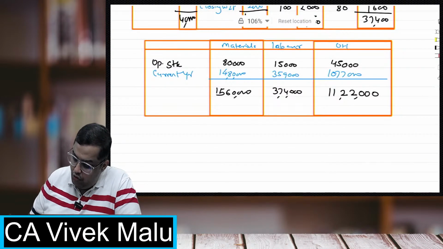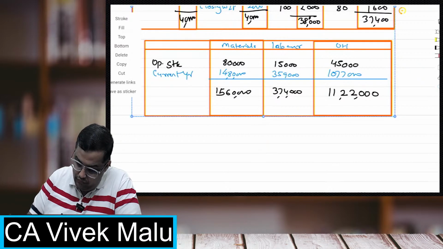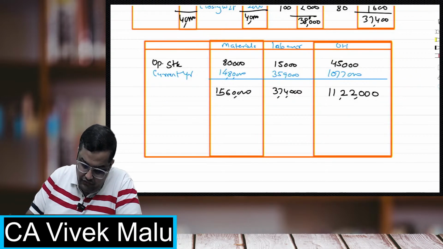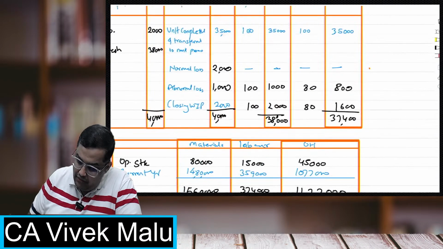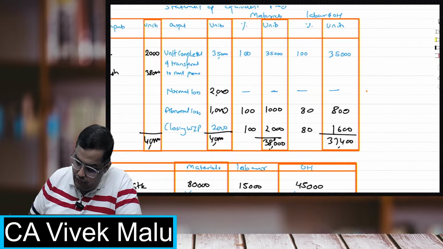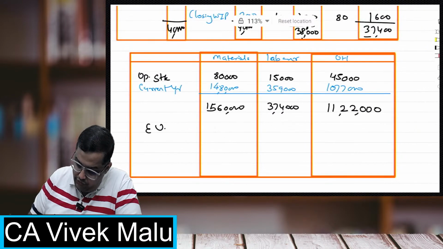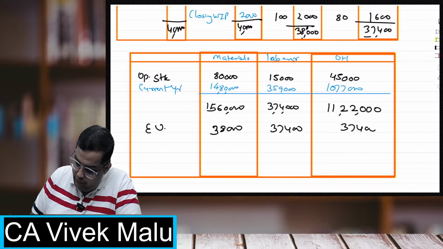So we have got the total cost. Now after getting the total cost, just write the equivalent units. So for material, we know equivalent units were 38,000 and for labor, equivalent units were 37,400. So 38,000 for this and 37,400 for this. So what is the cost per EU?